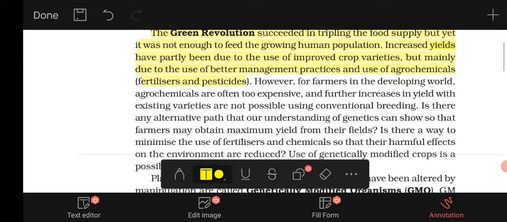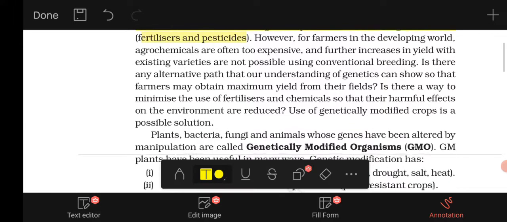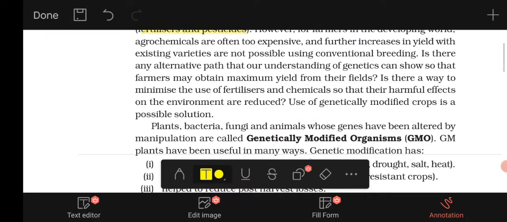So with the conventional breeding methods, an increase in yield is not possible to cope up with this increasing demand. So is there any alternative path that our understanding of genetics can show so that our farmers may obtain maximum yield from their fields? Is there a way to minimize the use of fertilizers and chemicals so that their harmful effects on the environment are reduced? Use of genetically modified crops is a possible solution.